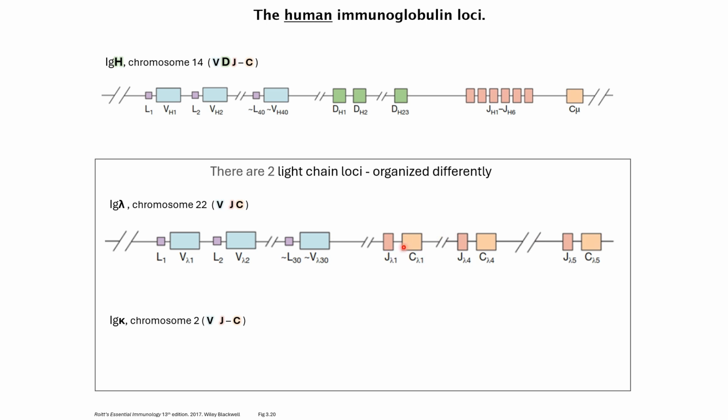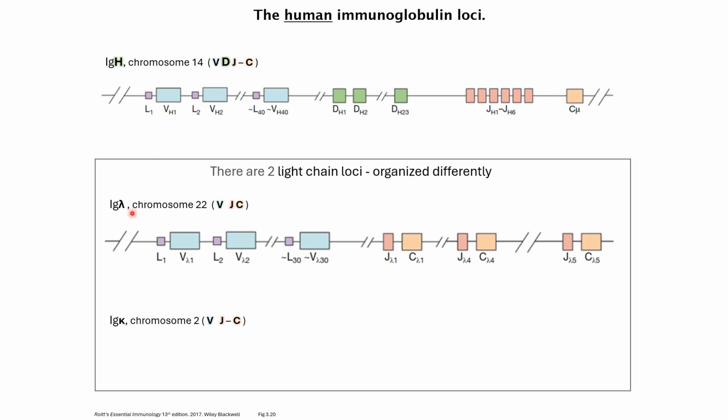Here, the constant and the J come as a package, so you can have J lambda 1, C lambda 1, J lambda 4, C lambda 4. For example, obviously between these there is 2 and 3, up to 5. So this is VJ recombination as opposed to VDJ recombination.